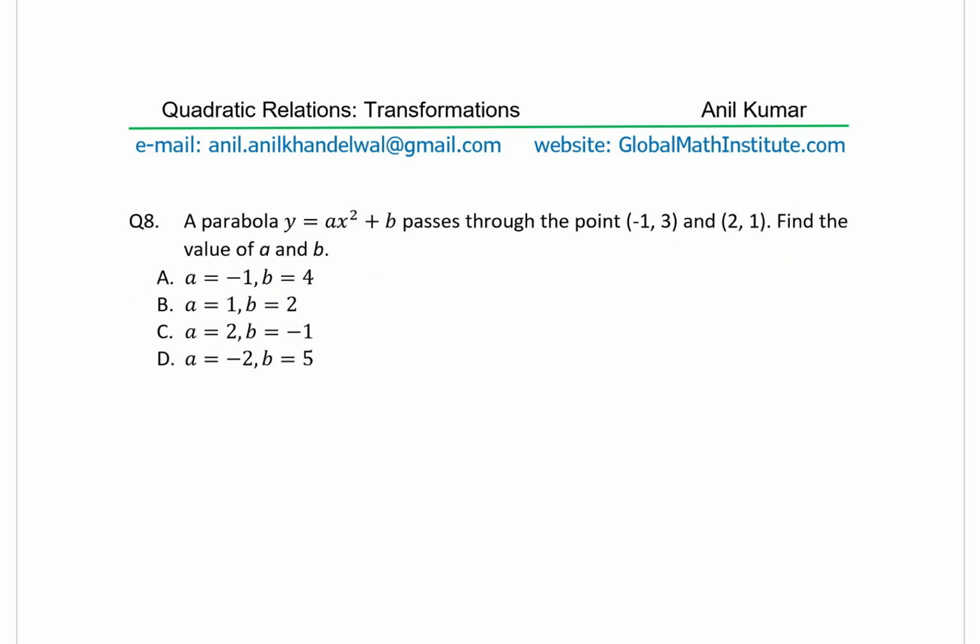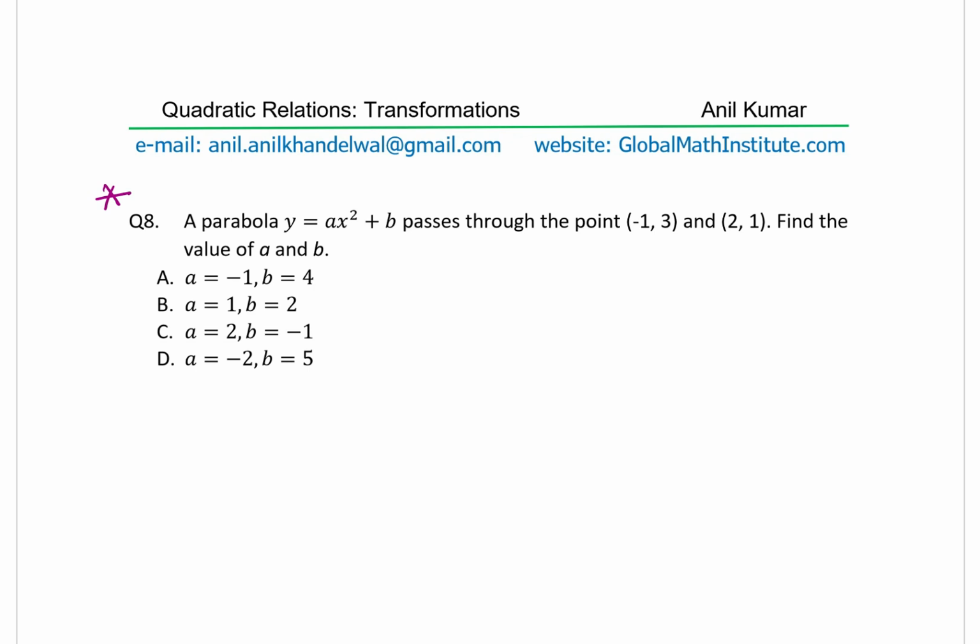Question number 8. A parabola y equals ax squared plus b passes through the points -1, 3 and 2, 1. Find the value of a and b. Well, this is a slightly difficult question. We will involve multiple equations. I'd like you to pause the video and then answer the question.